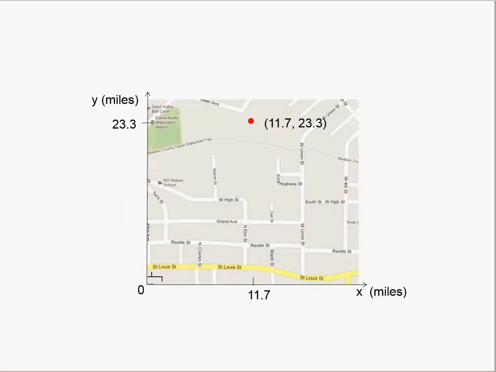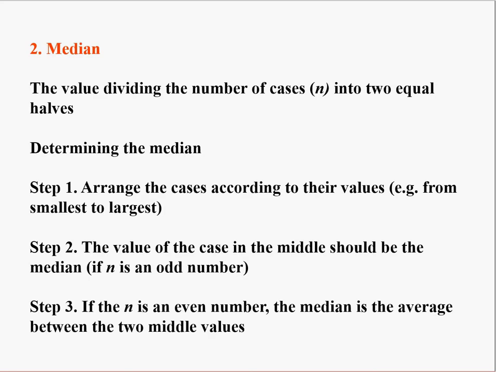So we skip this one. Okay. The median. Median is a value in a data set that divides the number of cases in a data set into 2 equal halves. Above the median and below the median, you have an equal number of cases.